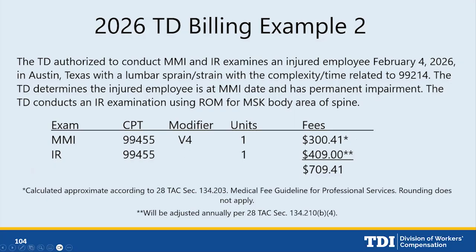So that's a DWC workers' comp specific fee. So $409. The total for this bill for the treating doctor would be $709.41.